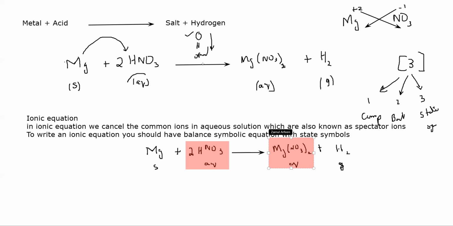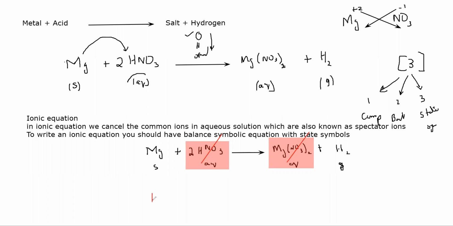So nitrate ion is common. Nitrate ion is present in both, so we cancel out nitrate ion. We cancel the common ion and we also call that a spectator ion. So when we cancel the common ion in aqueous, what we are left with is called the ionic equation.